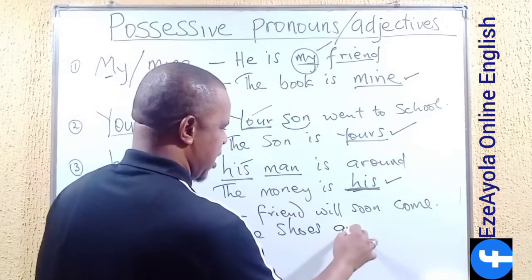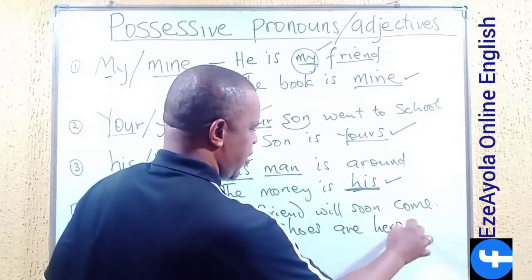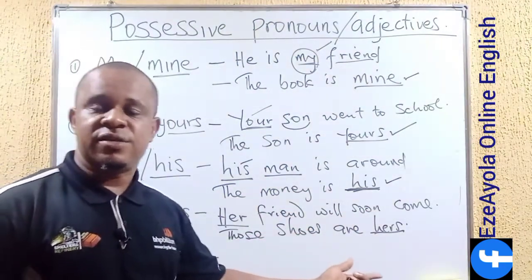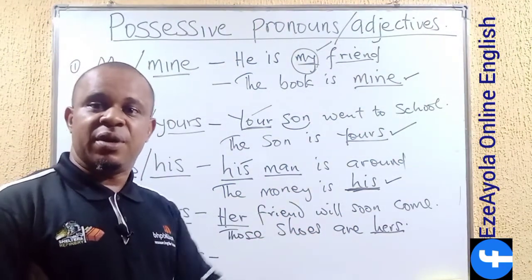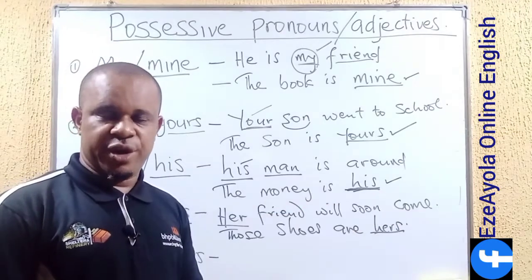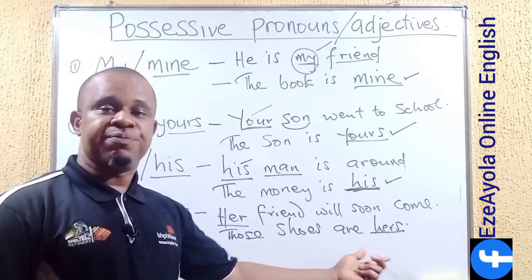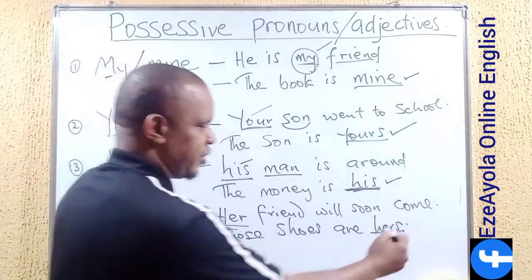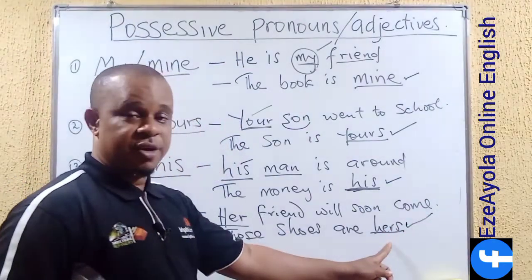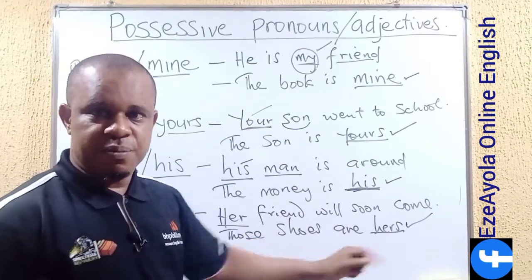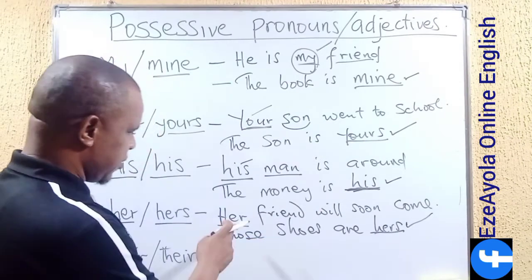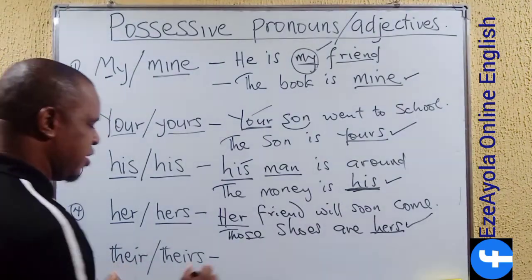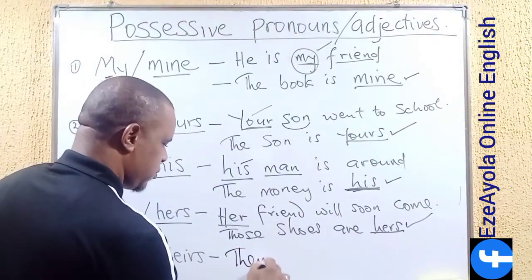Those shoes are hers. Those shoes are hers. The shoes, of course, belong to a lady somewhere. Okay? Yeah. Those shoes are hers. Take note. For the "hers", possessive pronoun. Okay? "Her" here, possessive adjective. Finally, we have "their".